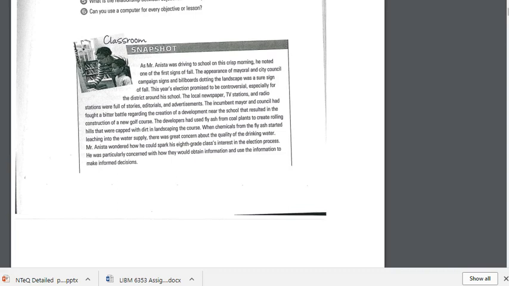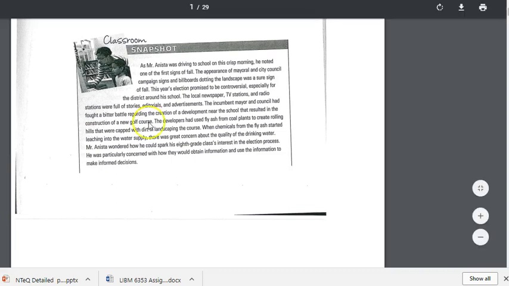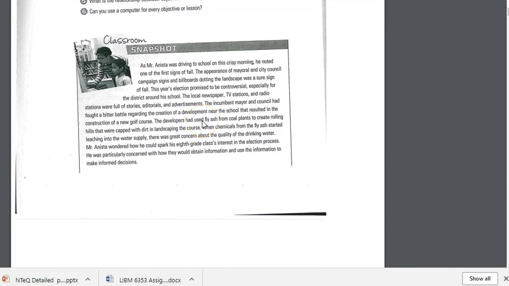The incumbent mayor and council had fought a bitter battle regarding the creation of a development near the school that resulted in the construction of a new golf course. The developers had used fly ash from coal plants to create rolling hills that were capped with dirt in landscaping the course. When chemicals from the fly ash started leaching into the water supply, there was a great concern about the quality of the drinking water.